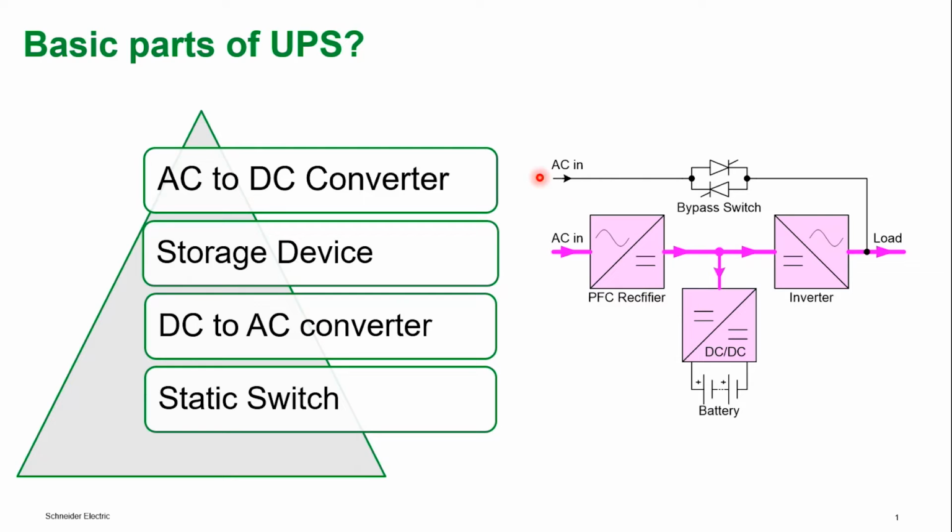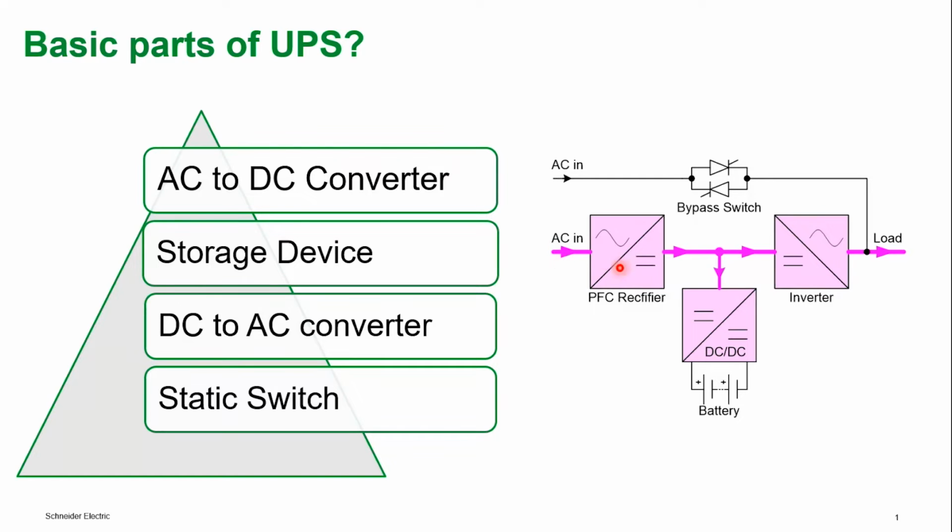You can see there are two paths indicated here. The dark path indicates when the UPS is working in online mode. When the UPS is working under normal conditions, this path will be followed. In this slide, we will see why the AC to DC converter, the rectifier, and the DC to AC converter, the inverter, are important for current to pass.